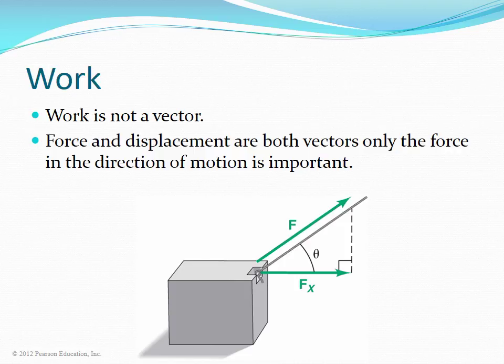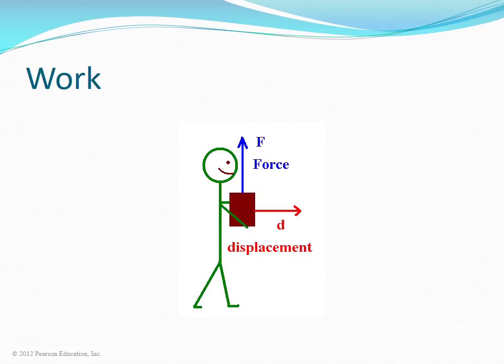Work is not a vector. Since force and displacement are vectors, only the force in the direction of motion is important. While the person is exerting a force on the box, the force is perpendicular to the displacement of the box. The force does not do work on the box.